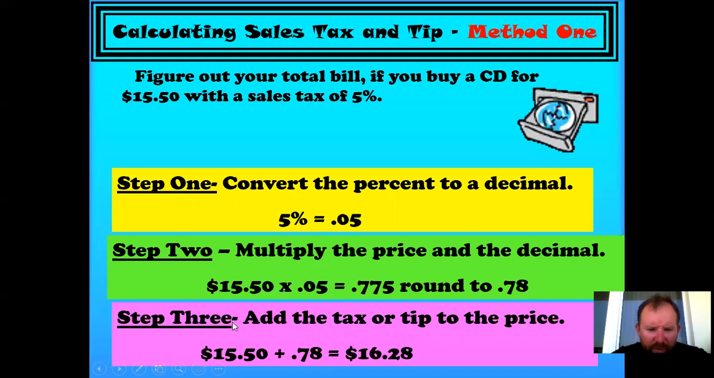All right, and then step 3, we add the tax or tip to the price. Whether it's tax or tip, we add it to the price, unless there are instances where it asks what is just the tax or what is just the tip. If it's asking for your total, you have to make sure to add your cost to the tax or the tip to get the total.